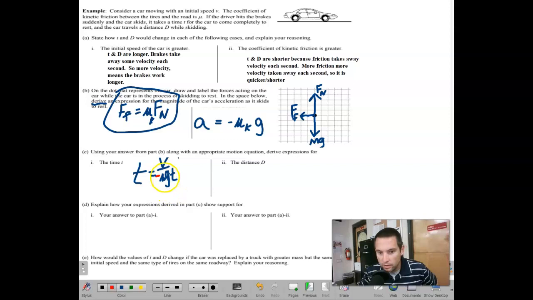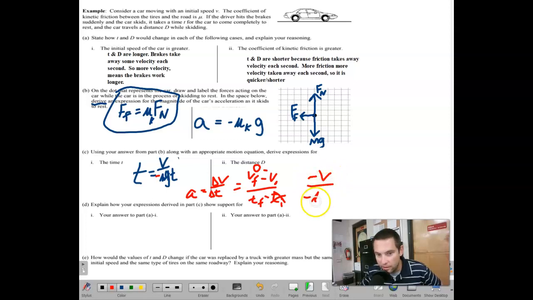Well, we can't. So let me remind you, the equation is a equals delta v over delta t. So that is final velocity minus the initial velocity over final time minus the initial time. Right? The initial time is 0, so that goes away. In this instance, our final velocity is 0 minus our initial velocity, which is not 0. Okay? So that means what we end up with is negative velocity over negative mu g t. Sorry if I skipped that. I felt bad. I wanted to clear that up.